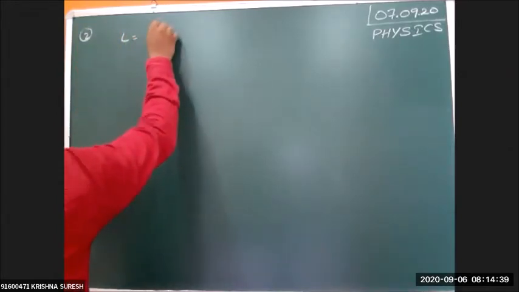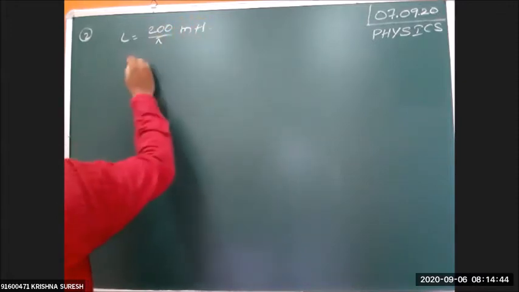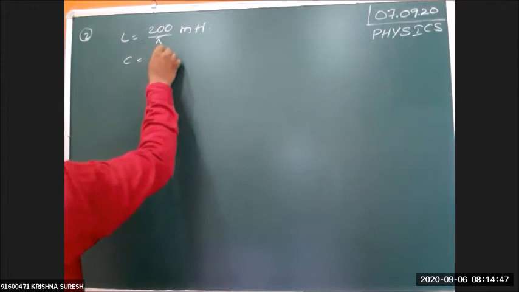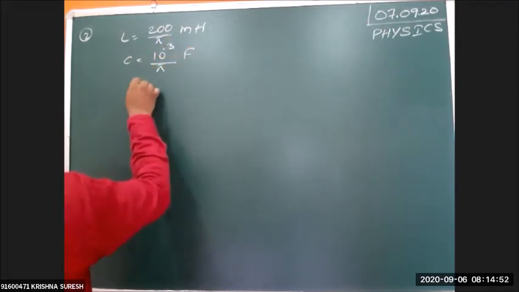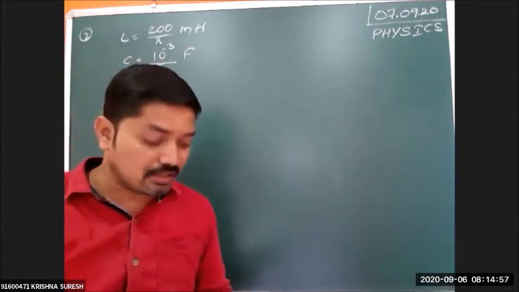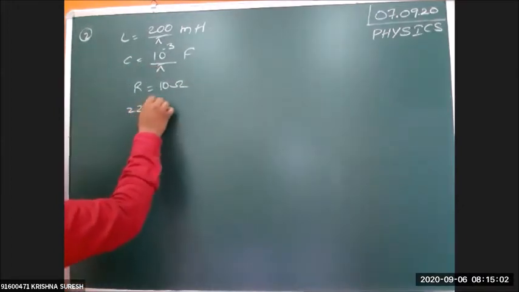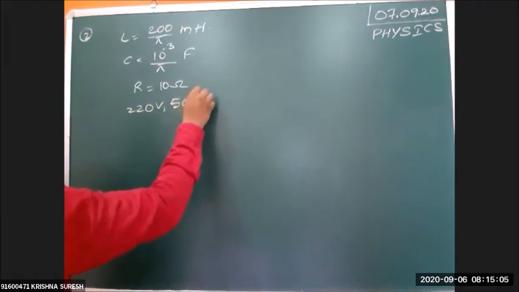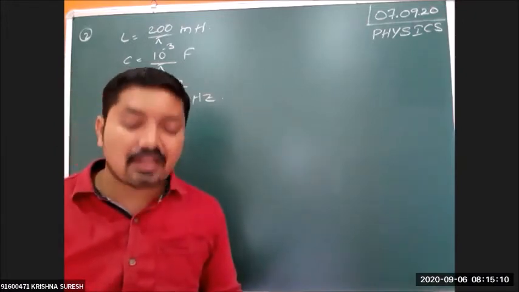Next, second one: an inductance of L equal to 200 by pi millihenry, a capacitance of 10 power minus 3 by pi farad, and a resistance of 10 ohms are connected in a series LCR circuit with an AC source of 220 volts and 50 Hz. What he is asking is to find the phase angle of the circuit.